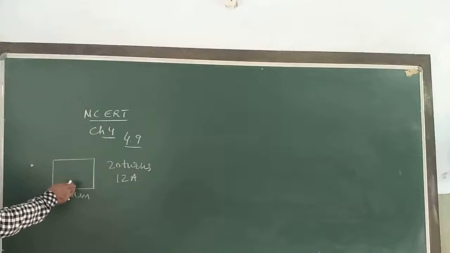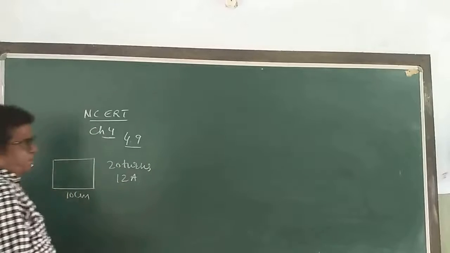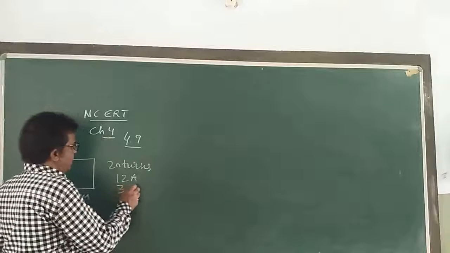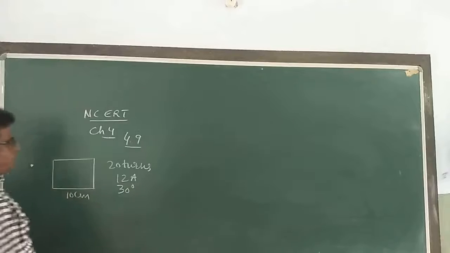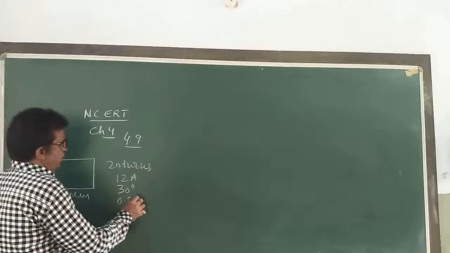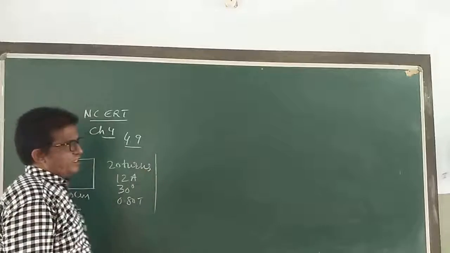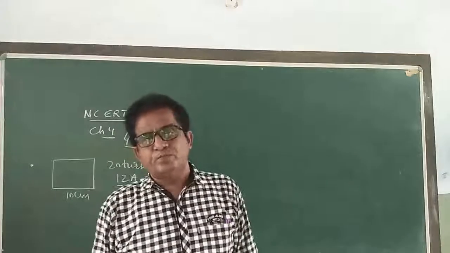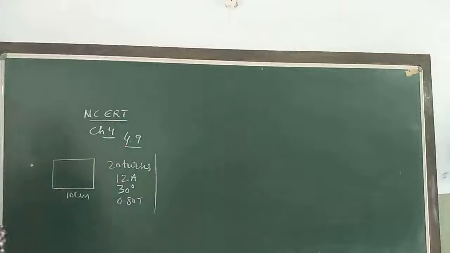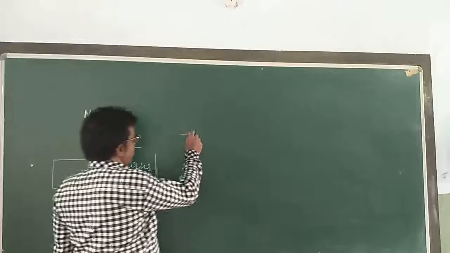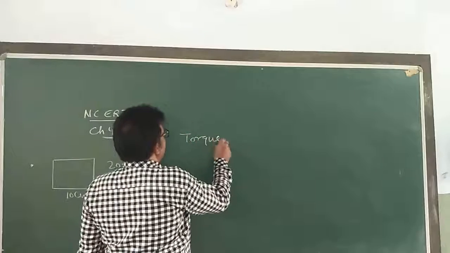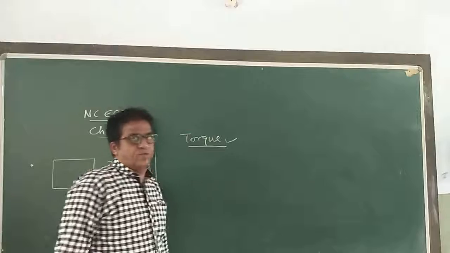The coil is suspended vertically and the normal to the plane of the coil makes an angle of 30 degree with the direction of a uniform horizontal field of magnitude 0.80 Tesla. These are the things given, my dear children. So it asks, what is the magnitude of the torque experienced by the coil?